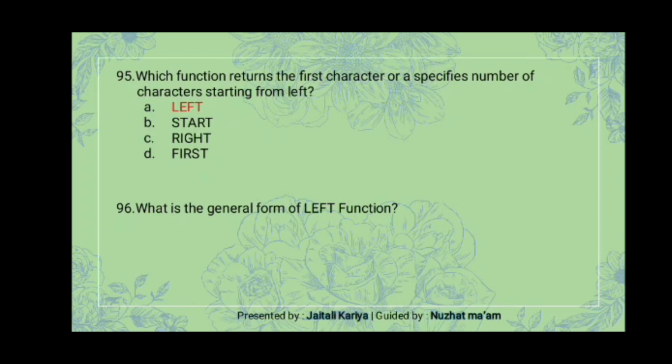96. What is the general form of left function? A. Equal to left into the bracket text, B. Equal to left brackets, C. Equal to left into the bracket n, and D. Equal to left into the bracket text n, and the correct answer is D, that is equal to left into the bracket text n.